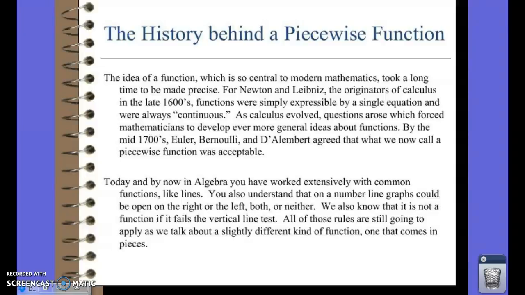So we are only looking at piecewise. Piecewises were first introduced by Newton, the physics guy as well. So it was introduced by Newton and Leibniz way back in the 1600s. They arose from issues that these mathematicians were having in calculus. In the 1700s, Euler and Bernoulli added to it, and now today it is an extensive part of algebra and trig and calculus.